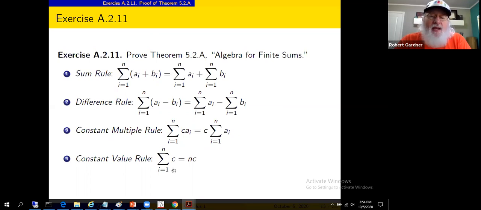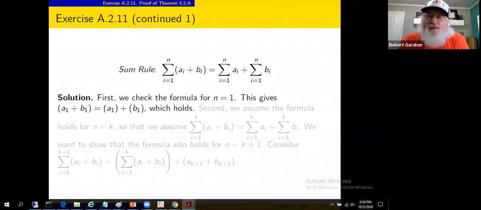And if we sum up a constant n times, we get n times that constant. So let's go through 4 proofs using induction of these 4 claims. And let's do this one a little bit faster. Okay. Check the formula. Let's do the sum rule, as they called it.